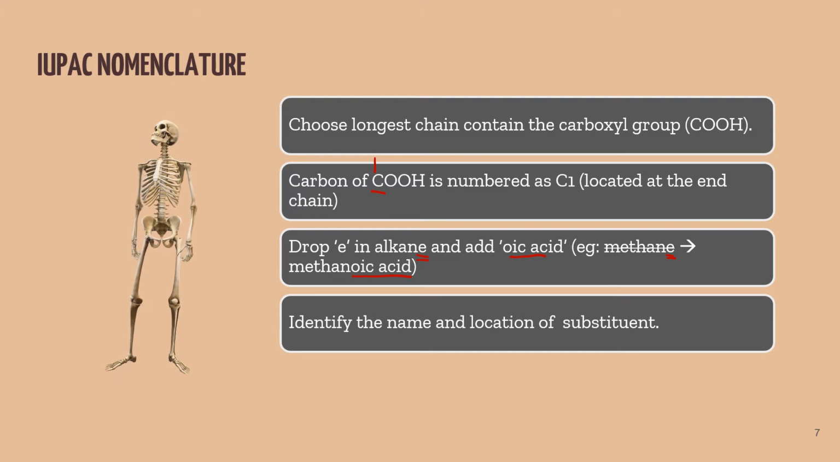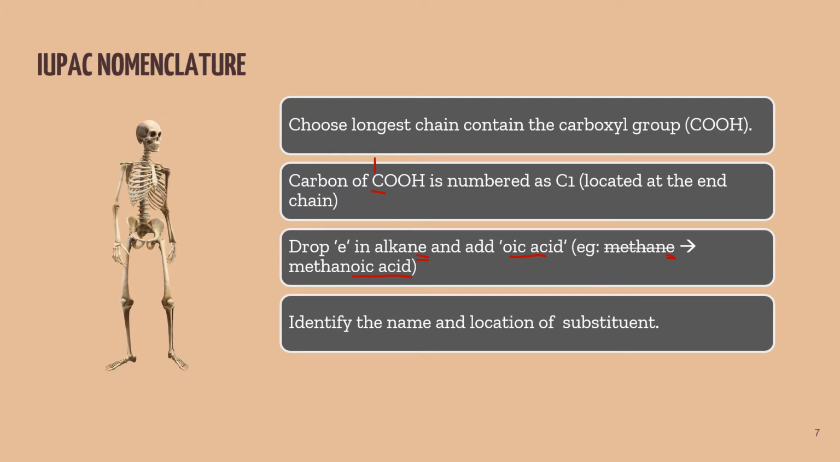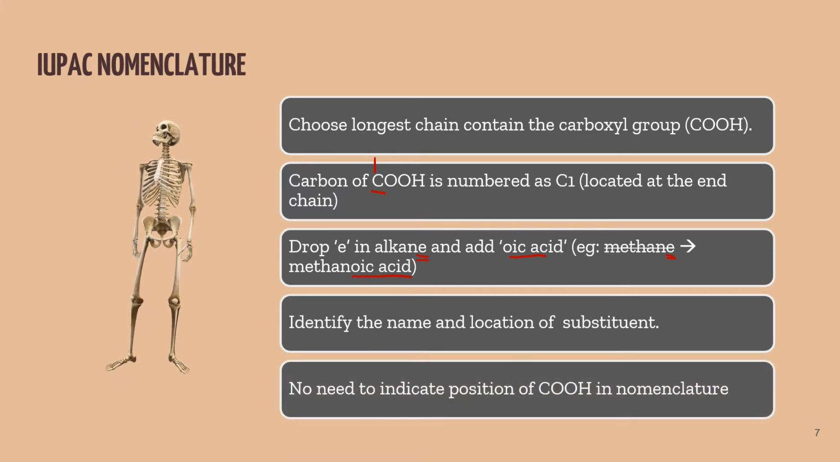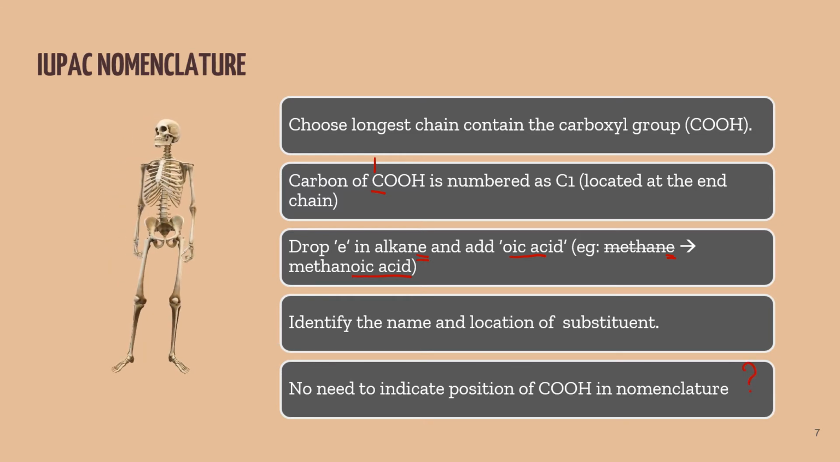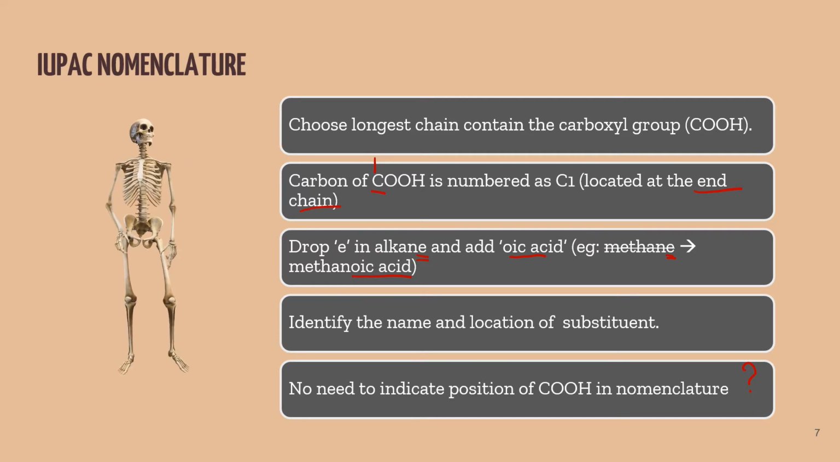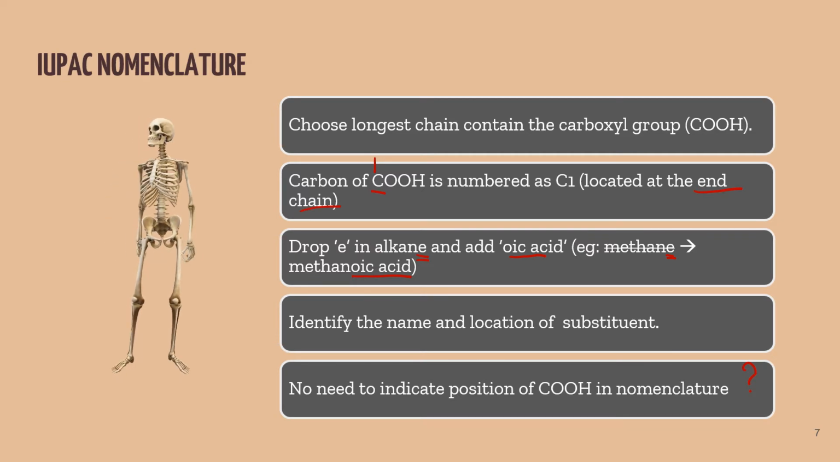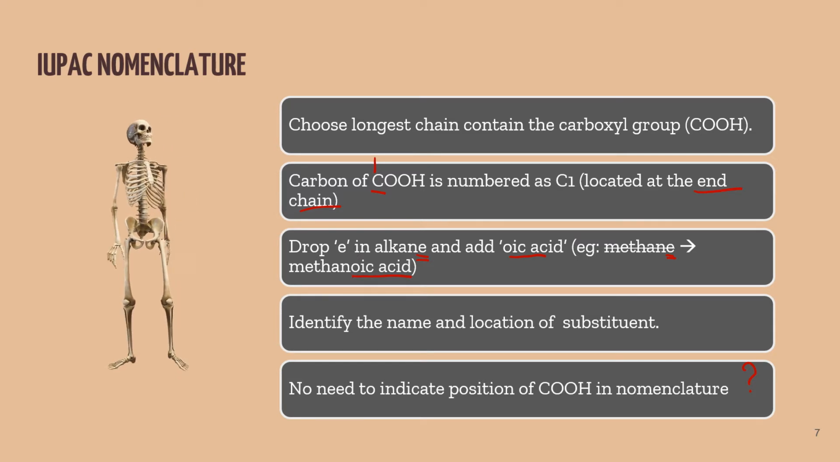And then for the substituent, like usual, you have to identify the name and the location of the substituent. And then no need to indicate the position of COOH in the nomenclature. Kenapa? Kerana kumpulan carboxyl berada di hujung of parent chain. So there's no need to indicate the position of the carboxylic acid.